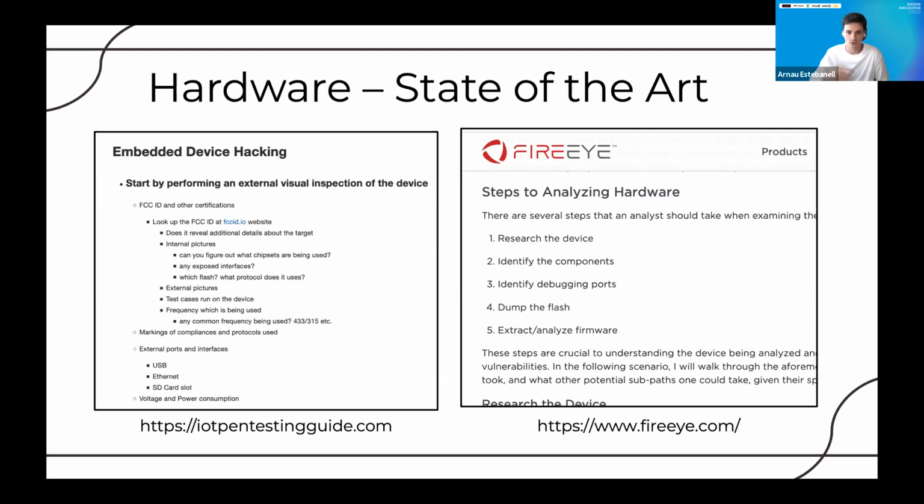And there were also some articles from FireEye that essentially explain that the first part when trying to break a hardware is to research the device, identify the components, know how it works, which parts it has, and then try to dump the flash, and from there extract and analyze the firmware.